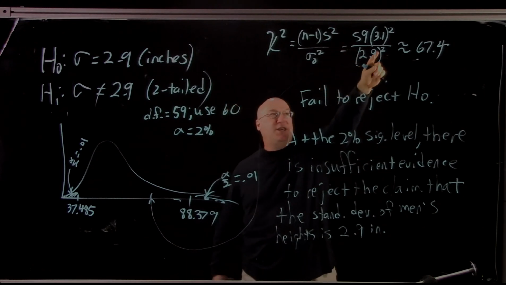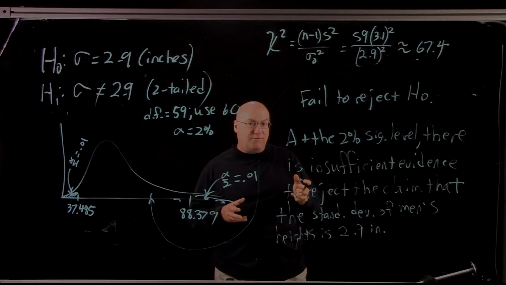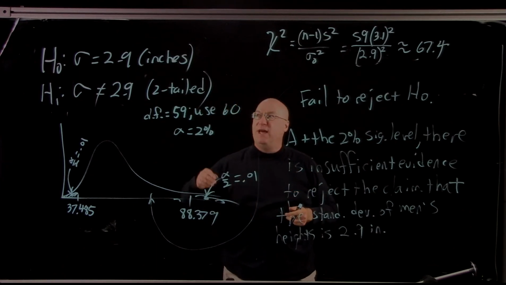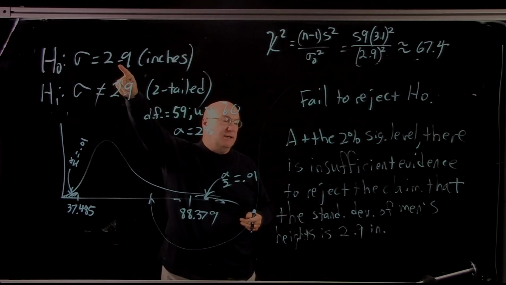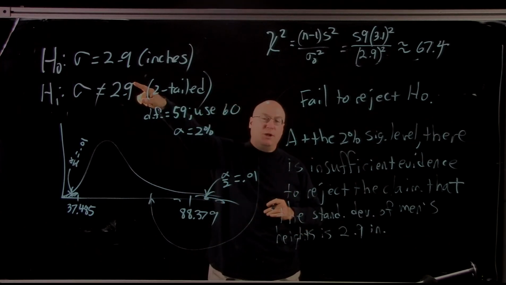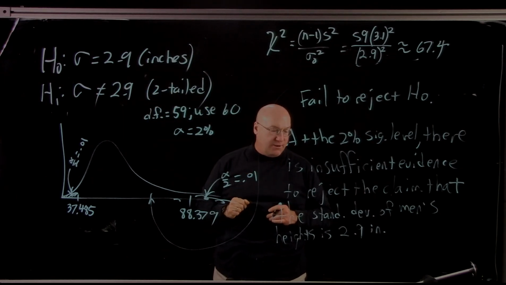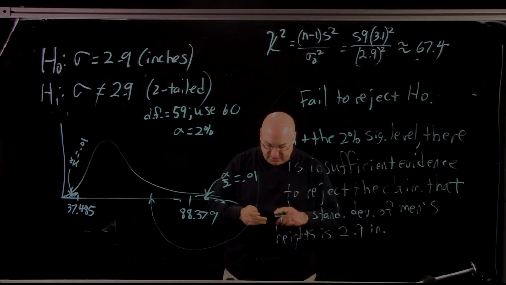The point is, this sample we got was not enough different from 2.9 for us to feel confident to say that we're going to throw out this idea, right? Okay, so we're tentatively still holding on to this idea, I guess. We're failing to reject it. Okay, I guess that's it. We'll stop here.